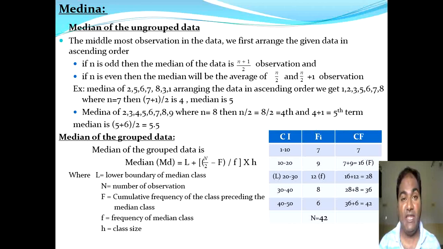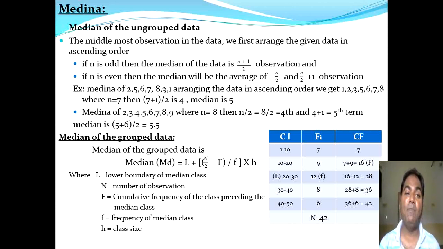And if it is an even series, an even number of observations, then we have the n by 2 term and the n by 2 plus 1 term, that is, the number of observations by 2 and the number of observations by 2 plus 1. Both values should be added and divided by 2, we get the average, which is known as the median.